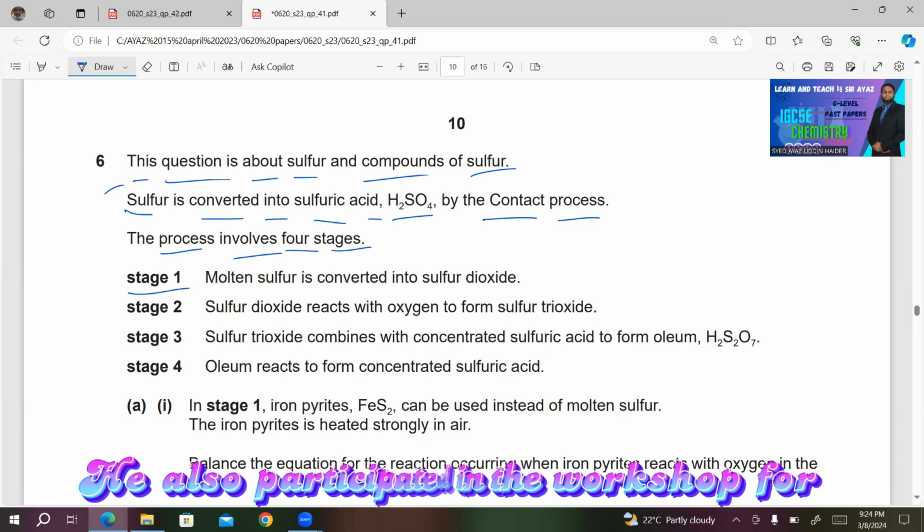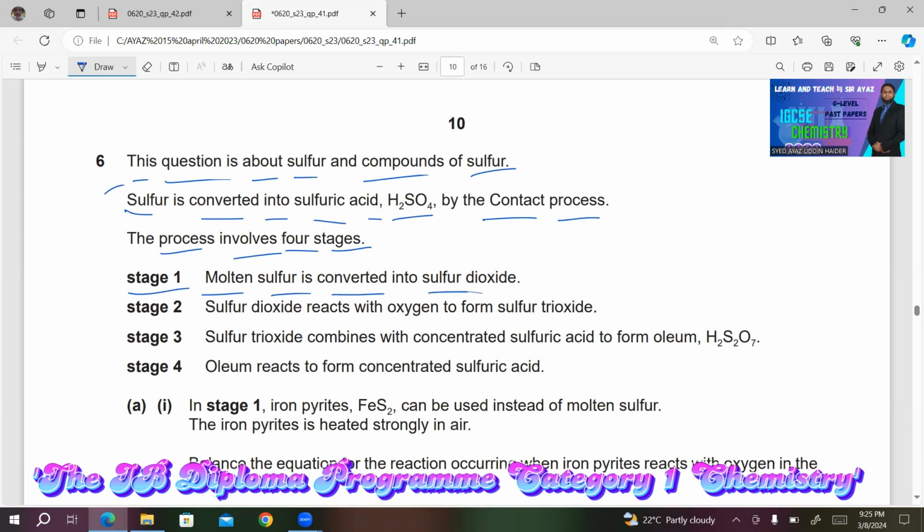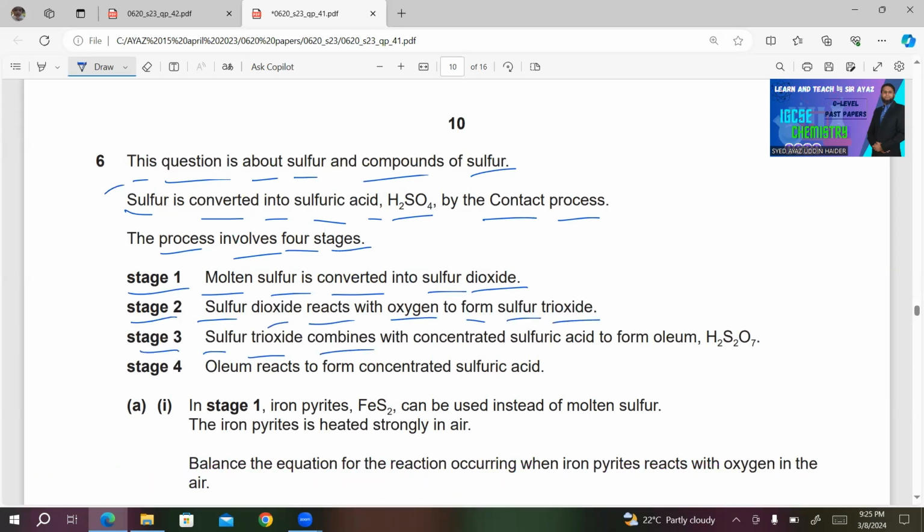Stage 1, molten sulfur is converted into sulfur dioxide. Stage 2, sulfur dioxide reacts with oxygen to form sulfur trioxide. Stage 3, sulfur trioxide combines with concentrated sulfuric acid to form oleum, H2S2O7. Stage 4, oleum reacts to form concentrated sulfuric acid. A1, in stage 1, iron pyrites FeS2 can be used instead of molten sulfur. The iron pyrites is heated strongly in air.